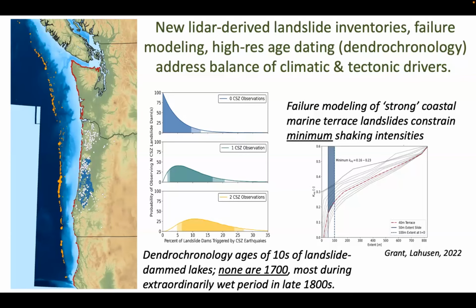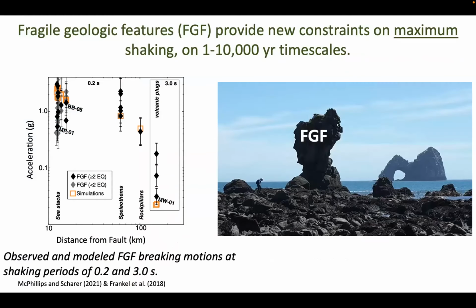They're also looking at some coastal landslides that could only have occurred as a result of shaking. The climate forcing is simply not great enough. This provides a minimum estimate of shaking in past earthquakes.